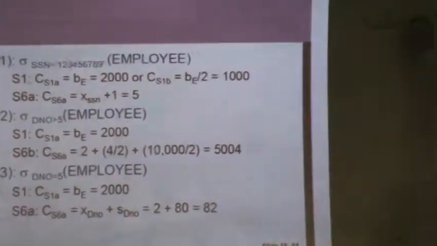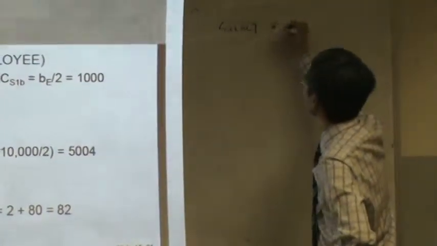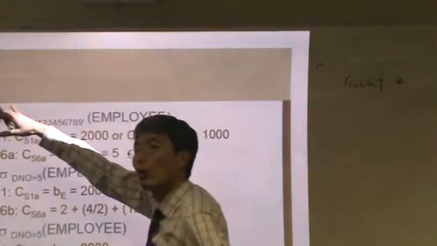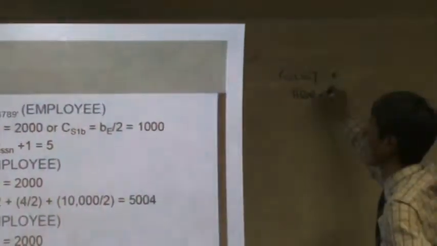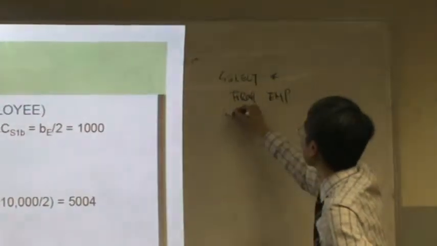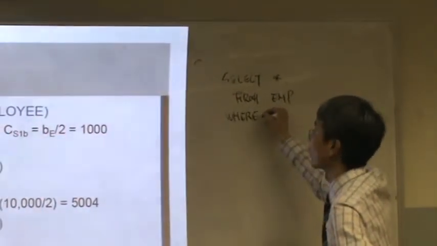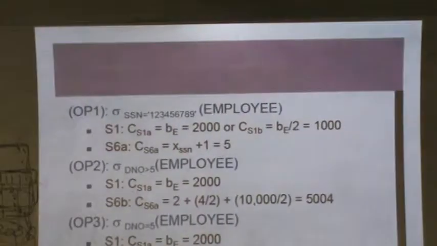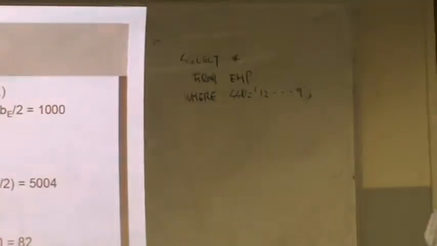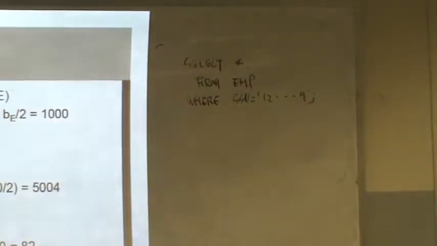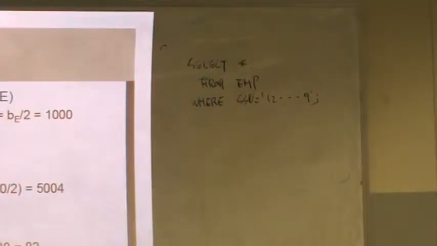Same as what? Select, because there is no projection, it's all from employee to test the selection condition only. So SSN equal 1, 2, 3, 4, 9. Once this query is submitted, it looks simple, but it has many different ways to access the data.